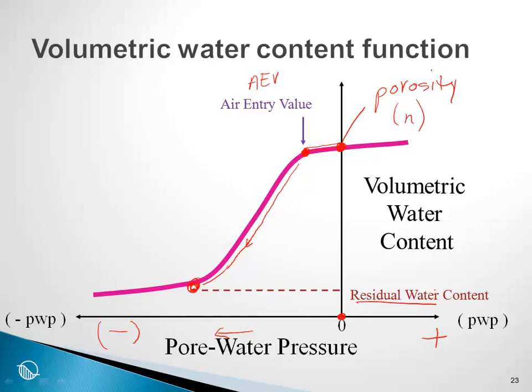So the key elements are the porosity, or the volumetric water content at zero pressure, the air entry value, the residual water content, and the rate at which the curve diminishes, or the slope of the curve. And the slope here is related to the grain size distribution.